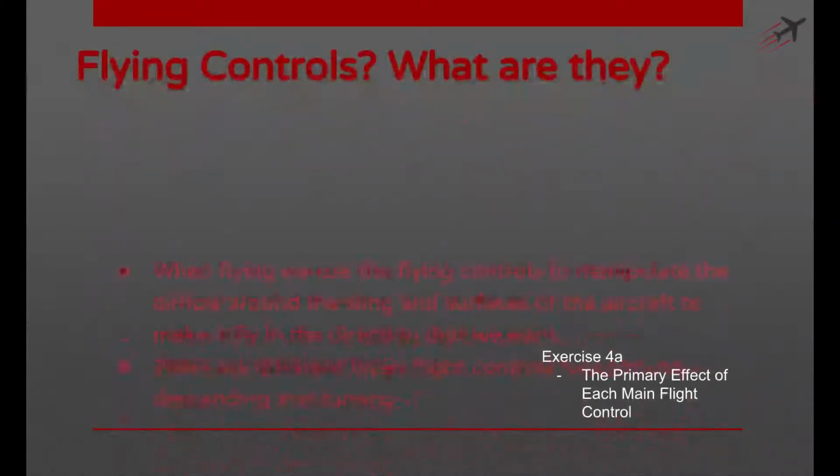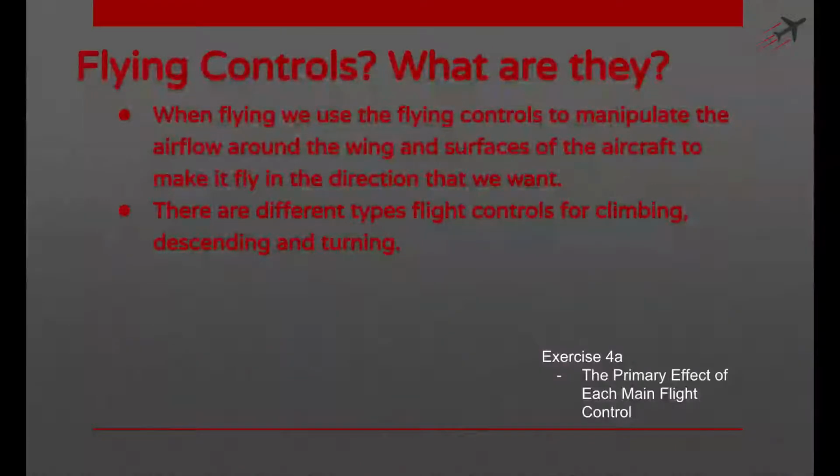Straight into it then, flying controls, and what are they? When we're flying around, we use the flying controls to manipulate the airflow around the wing of the aircraft. We do this to make the aircraft fly in the direction that we want it to. There are different types of flying controls for climbing, descending and turning.